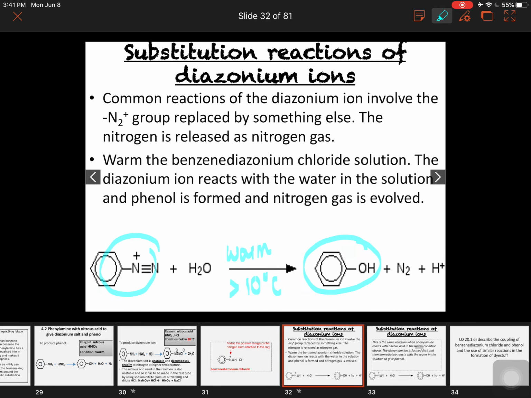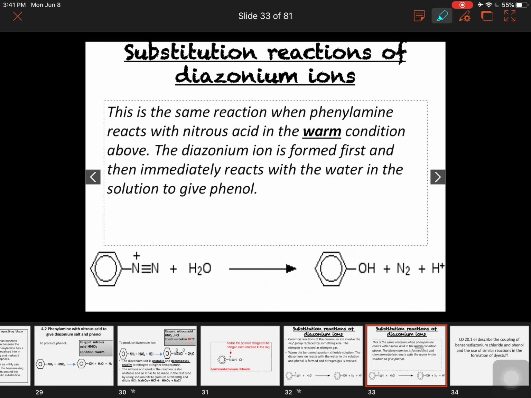So if you want to form phenol, it's easy. You just have to warm the benzene diazonium chloride solution. The diazonium ion reacts with water in the solution and phenol is formed and nitrogen gas is evolved. Okay.